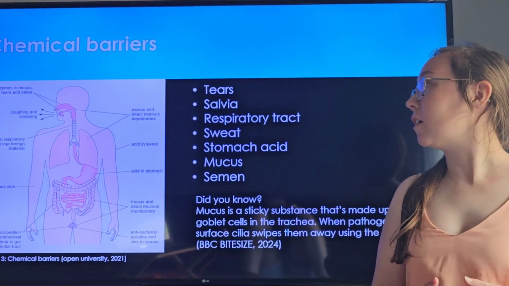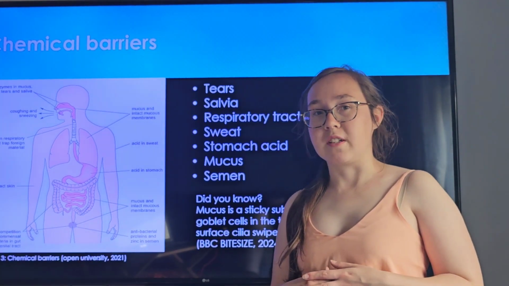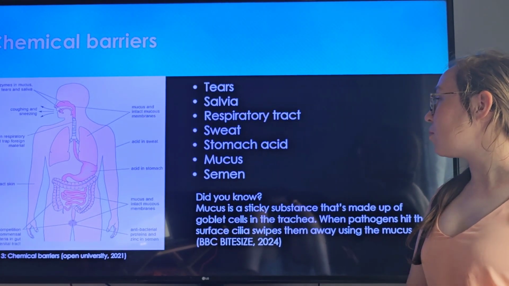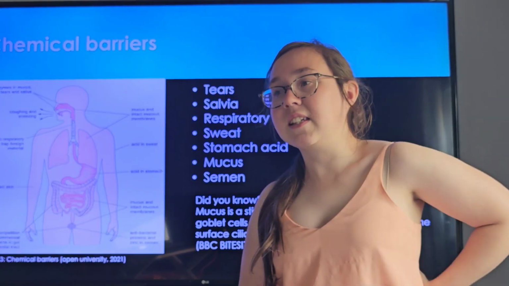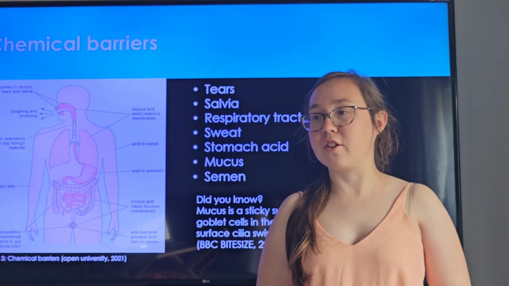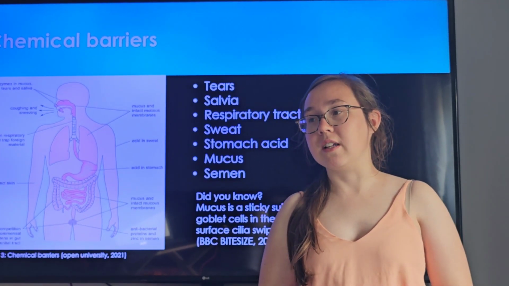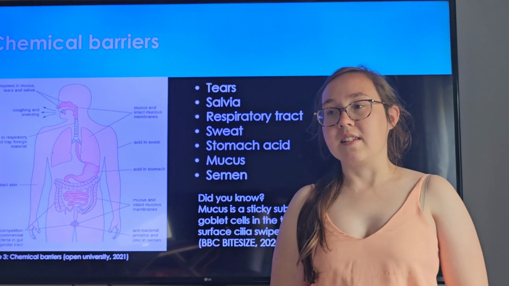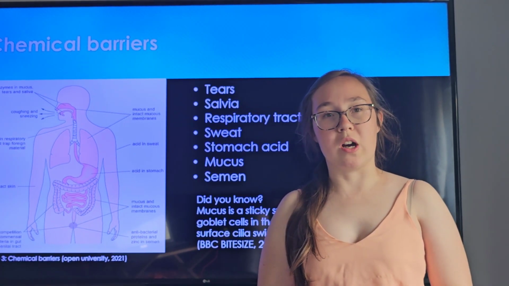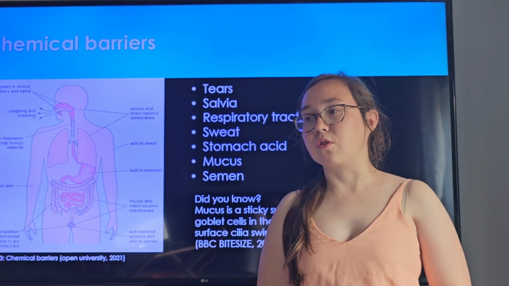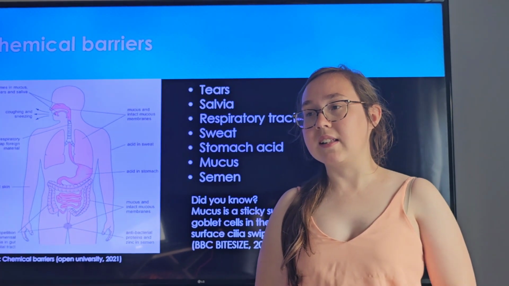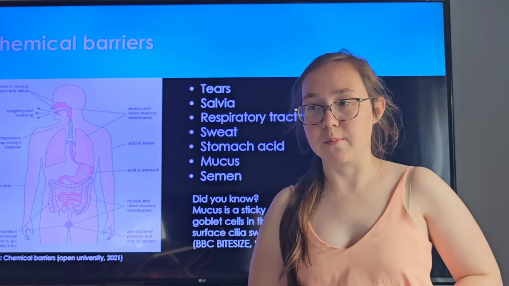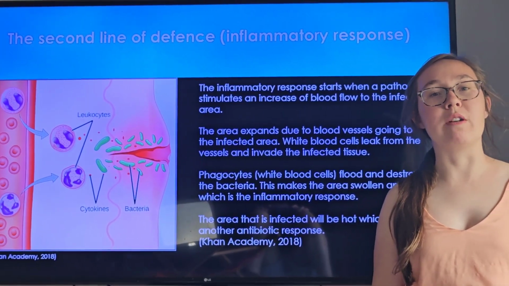Chemical barriers. The chemical barriers of the body's immune system are tears, saliva, the respiratory tract, sweat, stomach acid, mucus and semen. The acid in sweat and in the stomach kills cellular pathogens, and there are antibacterial proteins in semen. An example of a chemical defence is tears. Foreign bodies that enter the eye are washed out by the tears. Tears contain a substance called lysozyme, which has an antibacterial action and works to prevent the invasion and infection by microbes.